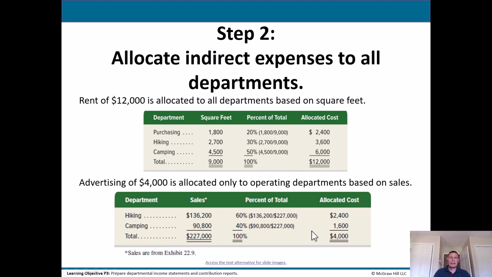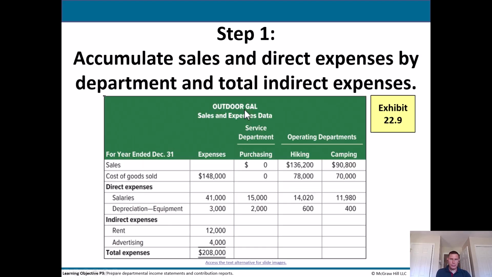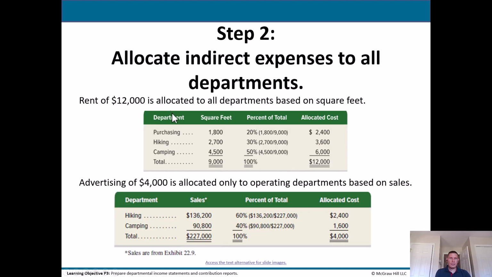So then step 2, allocate indirect expenses to all departments. So the rent of 12,000, if we go back, there it is, the rent, 12,000. Don't forget advertising is 4. So rent of 12 is allocated to all departments based on square feet. So purchasing, 1,800 square feet, hiking 2,700, camping 4,500. Total is 9,000. And then they're just doing what we did before. They're just determining the percentages. So like 20% of the total store or total enterprise, if you will, is purchasing. So that's 20%, 1,800 divided by 9,000, and so on and so forth.